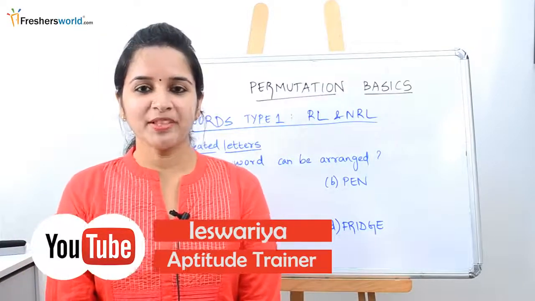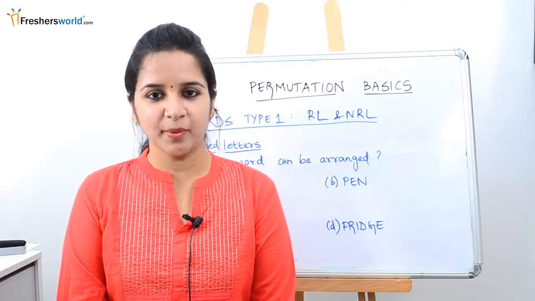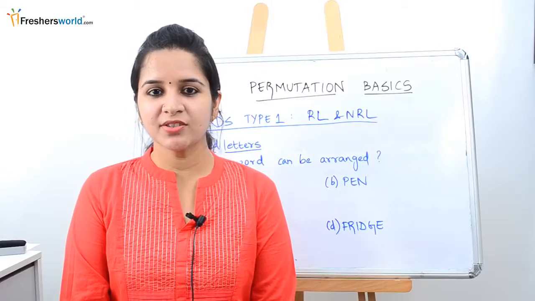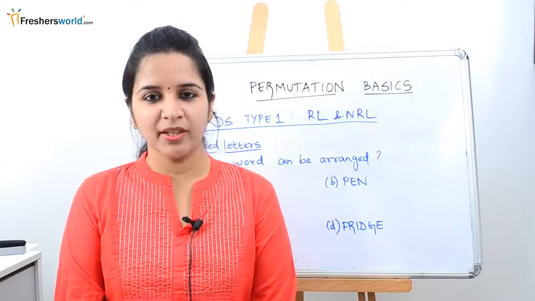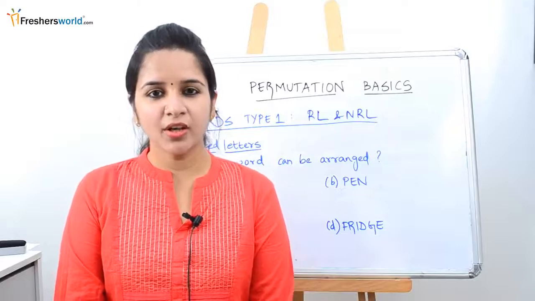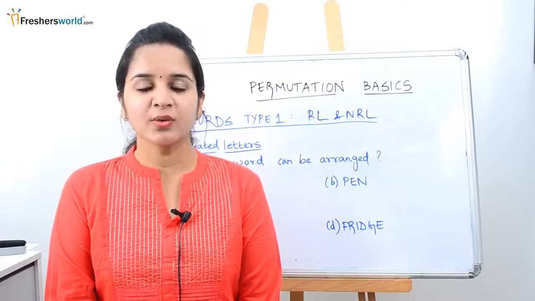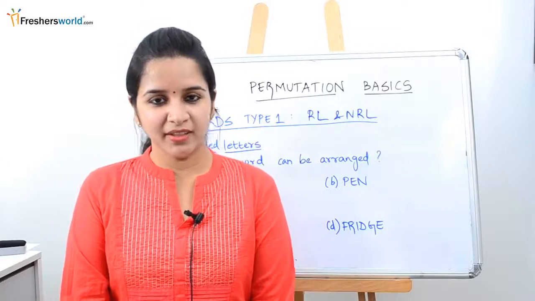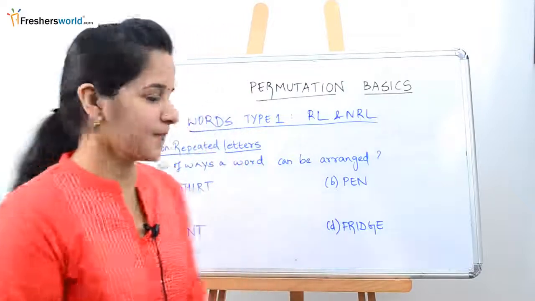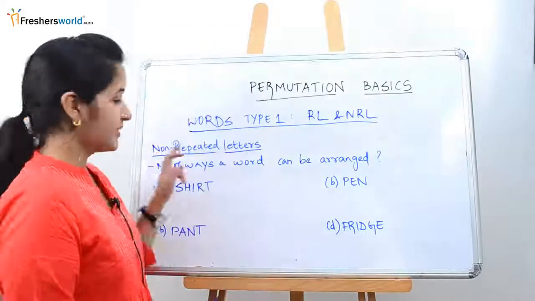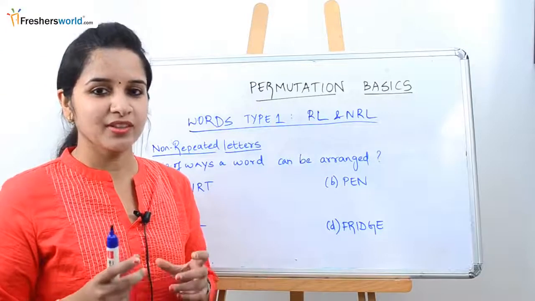Today, the topic that we are going to deal with is the non-repeated and the repeated letters of the permutation topic. Earlier, we discussed the basic permutation topic, as well as the number types of problem that we deal with in permutation. Now, we are going to another type of problem in permutation, which is nothing but dealing with words. The first type in that is the repeated letters and the non-repeated letters. Let's get started. So, the first type is non-repeated letters. Let's deal with some examples to understand the concept better.